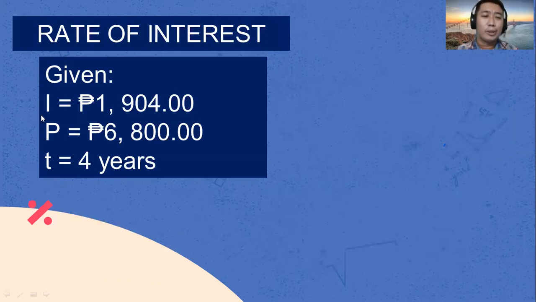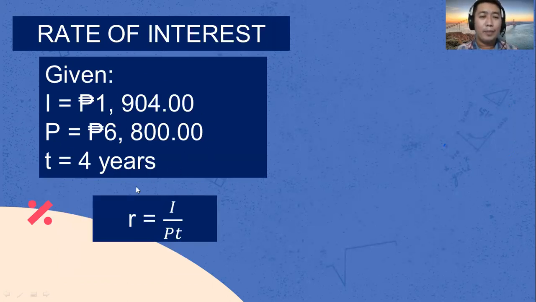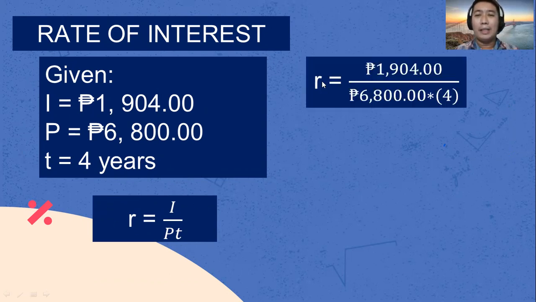Let's now try to solve this one. Here are the given, and here is the formula to be used. We are now going to substitute the given into the formula: rate of interest is equal to interest, which is 1,904 pesos, over the product of the principal amount, which is 6,800 pesos, and 4, which is the time. First step, multiply 6,800 pesos and the time, which is 4 years. 6,800 pesos multiplied by 4.